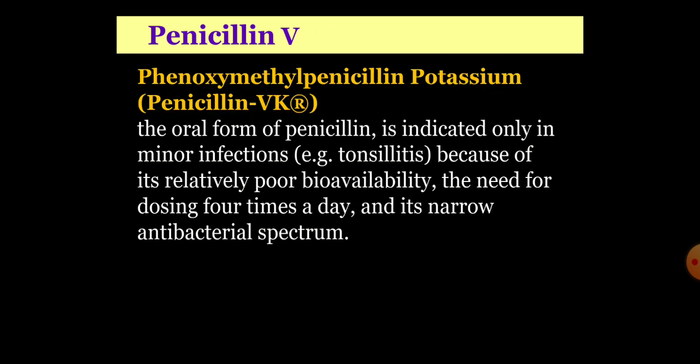Phenoxymethyl penicillin, or penicillin V, basically is an oral form of penicillin. Mostly 400 milligram preparations are prescribed. It is indicated only in minor infections like tonsillitis, because of its relatively poor bioavailability. Nowadays, better preparations are available like amoxicillin, ampicillin.